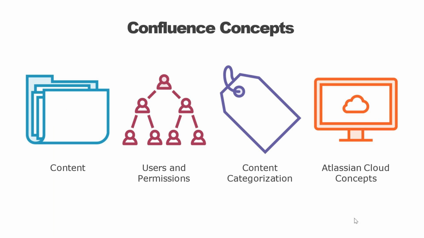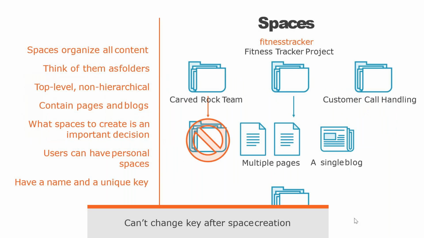So now we have to understand some of the key concepts of Confluence. In Confluence, you have content, of course, and then users and permissions, content categorization, and so on. So content, how can you manage the content? Then we have a space. In Confluence, we have a concept called space.